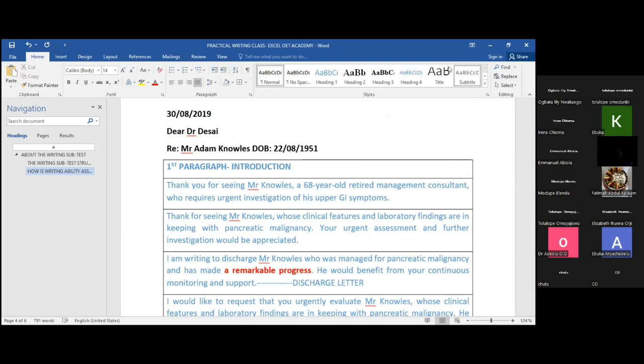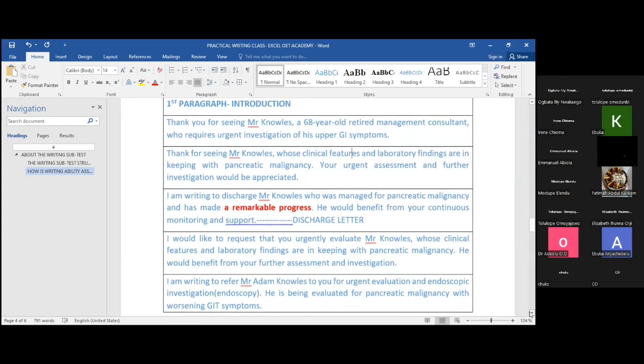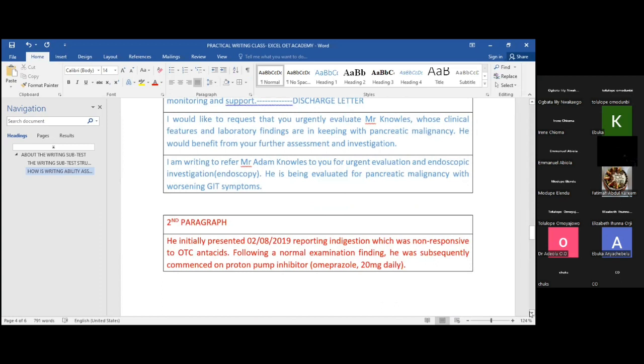All right. I want us to look at this together. Now, this is my introductory paragraph. Now, look at my second paragraph. Remember that this is an urgent letter. I want us to respond. My second paragraph started with the initial presentation for an urgent letter. Do you think it's correct that for an urgent letter, after writing an introduction, the next paragraph should be the initial presentation or today's presentation?